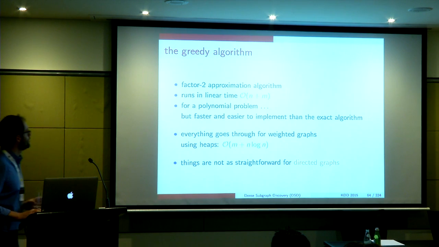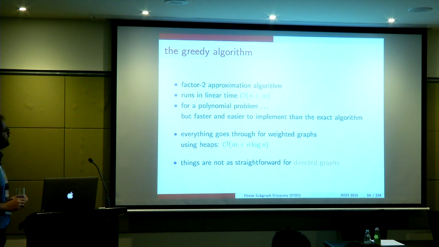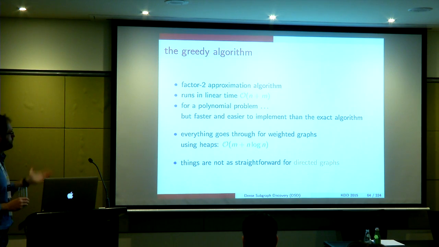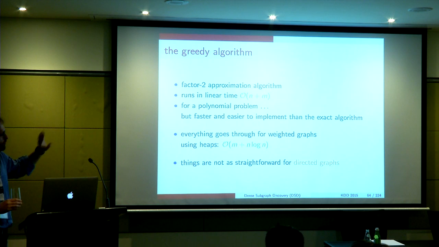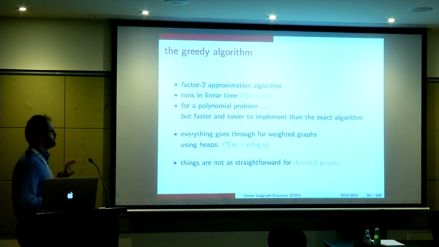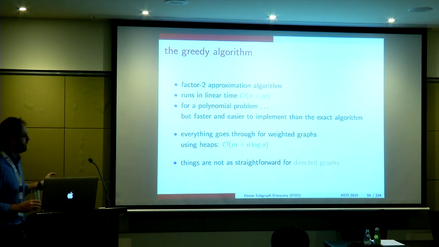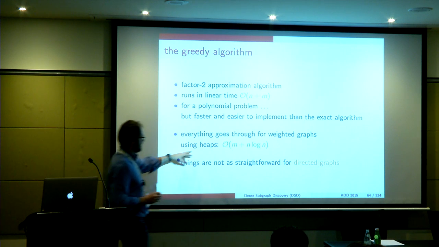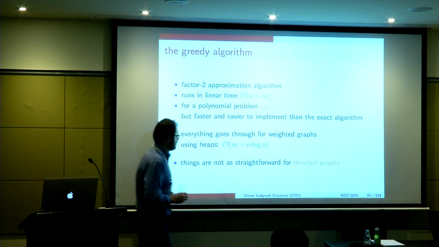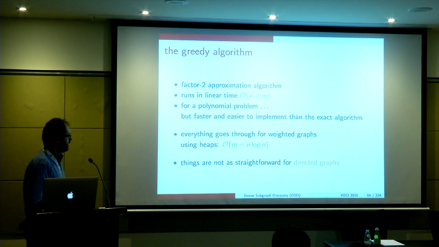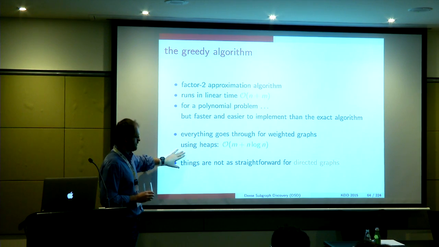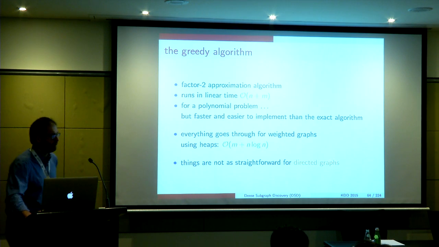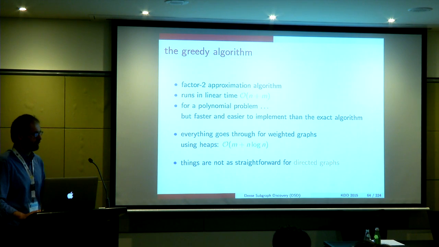Okay, so what do we know? So we know that this is a factor 2 approximation. It runs in linear time. So the linear time actually is not obvious, but you can see it, and it's linear time for unweighted graphs. If the graph is weighted, then I have to use heaps, and a logarithmic factor enters here. And things are not as straightforward for directed graphs.